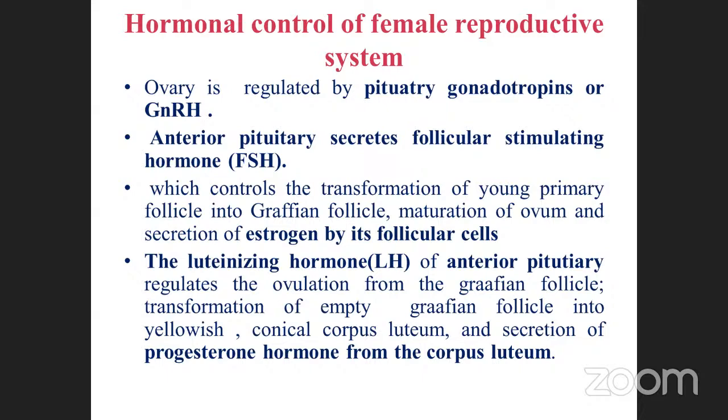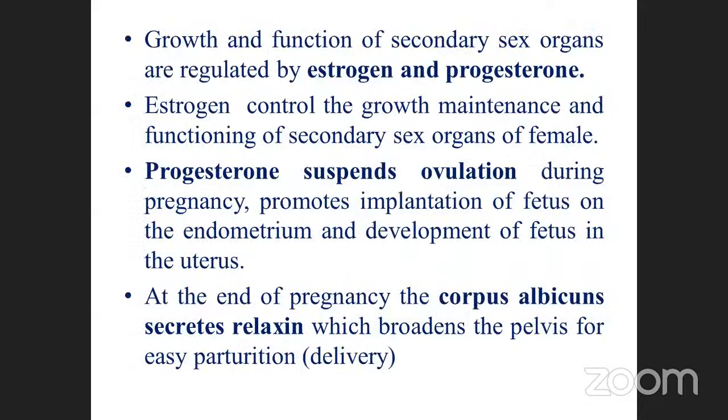Here testosterone is the male hormone, here progesterone is the female hormone. Luteinizing hormone is the same in both, isn't it? See here, next one. Growth and function of secondary sex organs are regulated by estrogen and progesterone. Here, in the female, that's why estrogen and progesterone. In the male, testosterone and androgen. Testosterone is very essential. Estrogen controls the growth, maintenance, and functions of the secondary sex organs of the female. This is also very important. Secondary sex organ functions are controlled by which one? The estrogen. This is also very important.